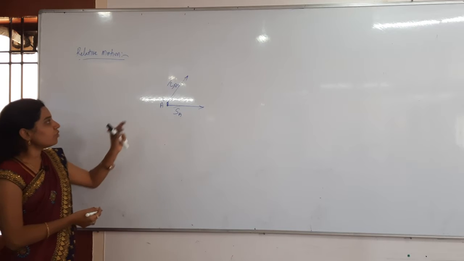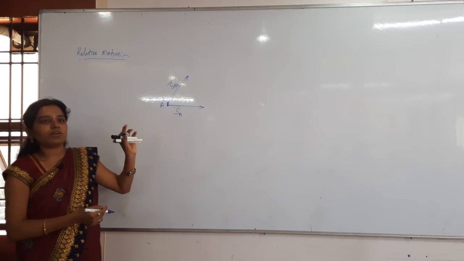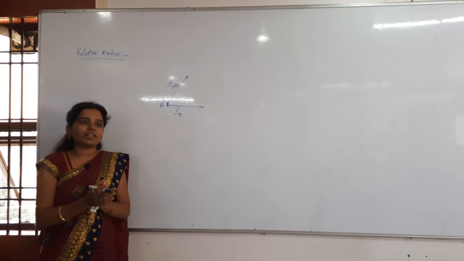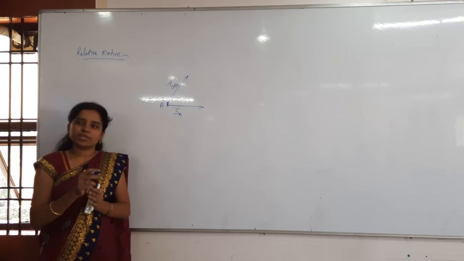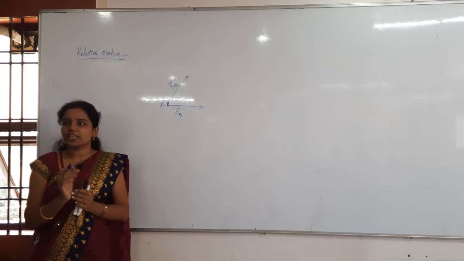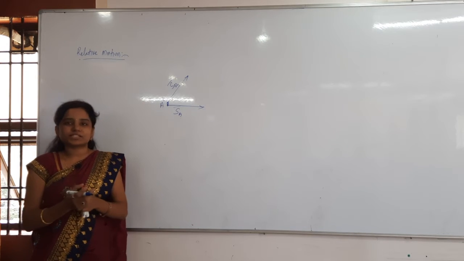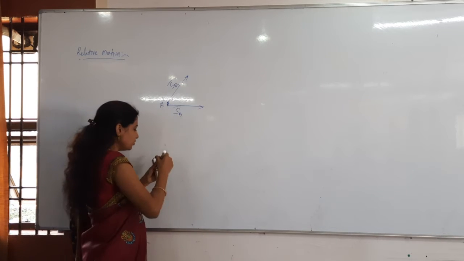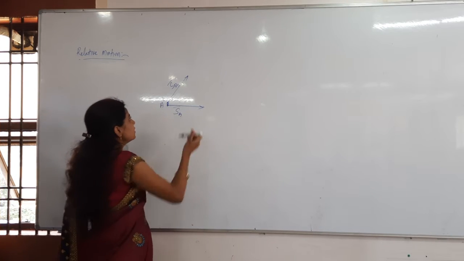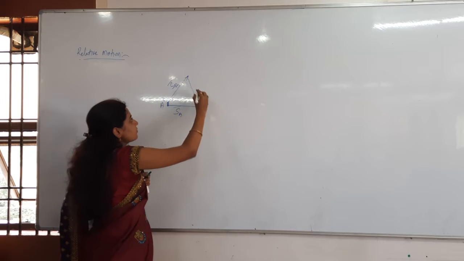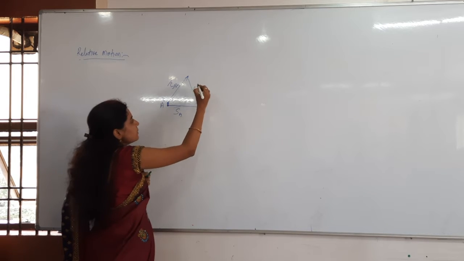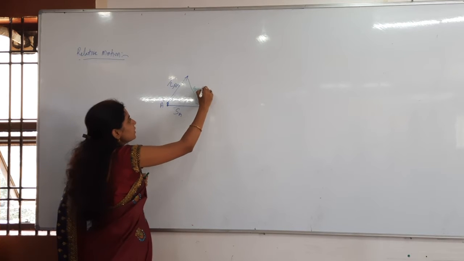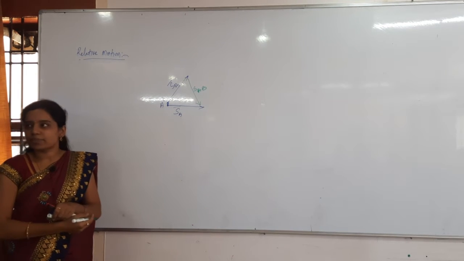Now B wants to look at A, nothing but B wants to describe the motion of A. Who is the observer here? B is the observer. Who is the object? A is the object. So B is describing, nothing but B has to look at A. So B is looking at A like this. So that is the displacement of A with respect to B.